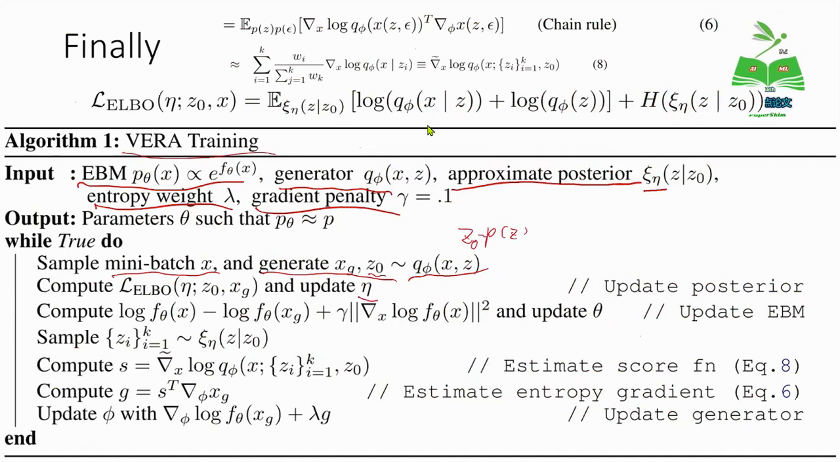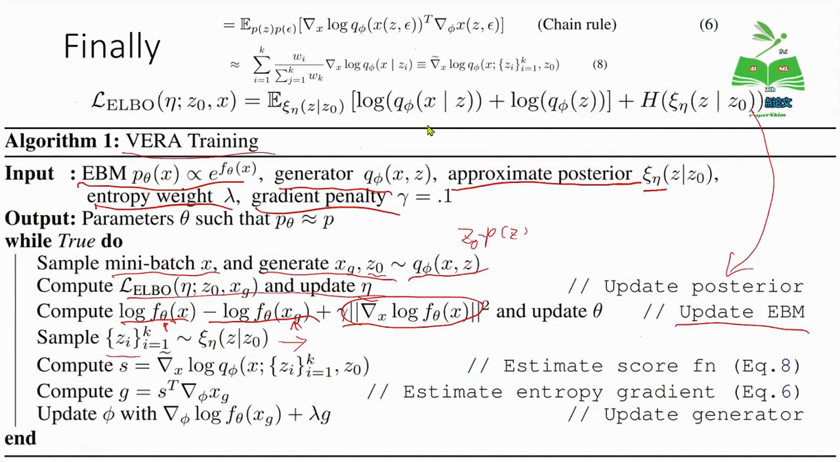Then update the eta, update the elbow. Use the elbow to update the eta and compute the gradient. Update the energy-based model with the contrastive divergence. There are 2 terms: the real data, the fake generated data, and the gradient penalty to make it more stable. And then next is the importance sampling.